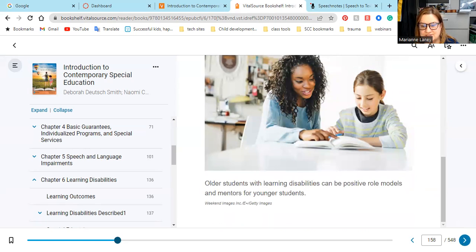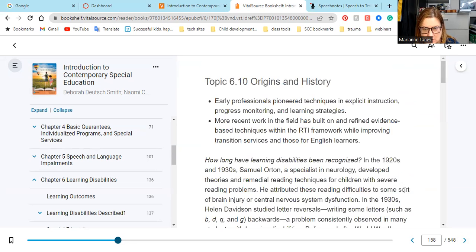And then there are other organizations out there. And just remember, this book's a little old. It's not quite 10 years old, but at the same time, there are more resources out there all the time.